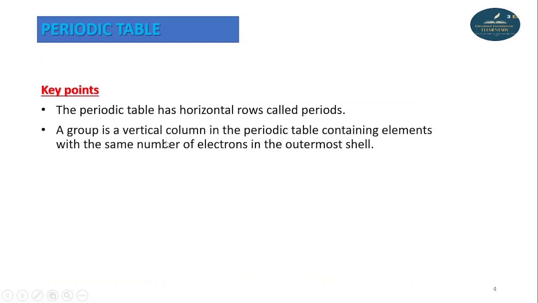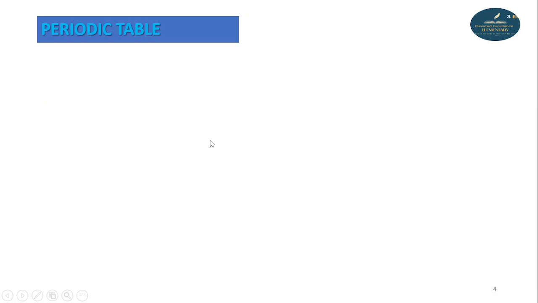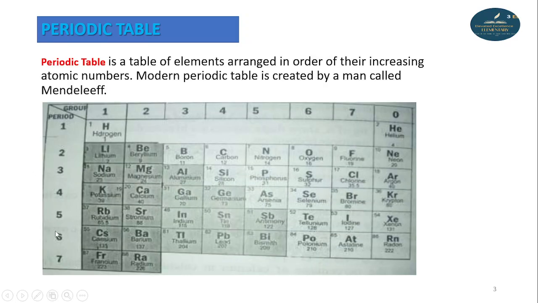A group is a vertical column in the periodic table containing elements with the same number of electrons in the outermost shell. Again, a group is a vertical column. Here is a group, a vertical column. So here we have a number of groups. The groups start from here: group 1, group 2, group 3, group 4, group 5, group 6, group 7, and 0.